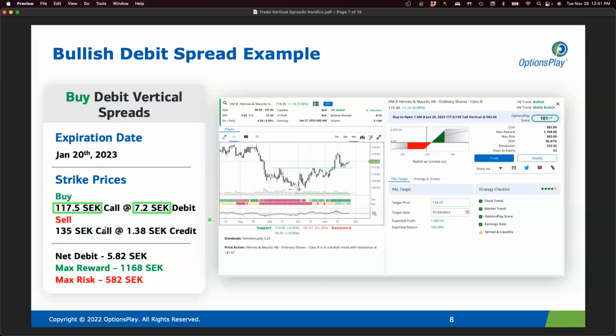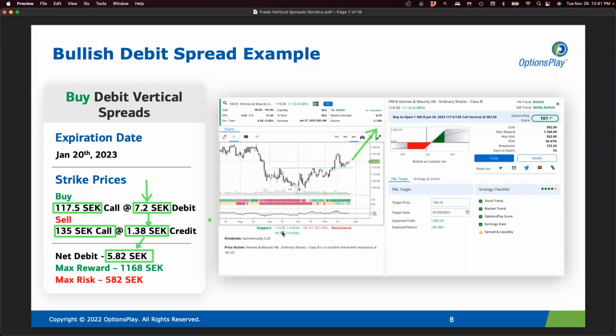Now, what we're doing here with the debit spread is not only are we buying a call option, we're also selling a call option against it. We're going to sell the 135s. We're going to collect 1.38 crowns for that. So instead of paying 7.2 crowns to buy this upside, we're now only paying 5.82 crowns because we're collecting 1.38 crowns. So we're reducing the net cost of buying that upside in this particular case by about 25%. We're saving almost 25% in premium.